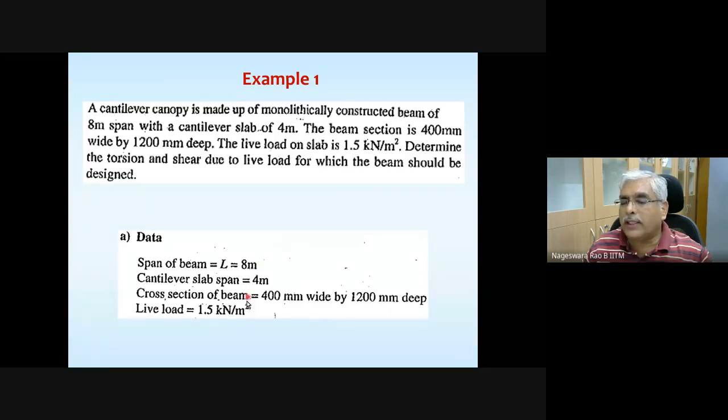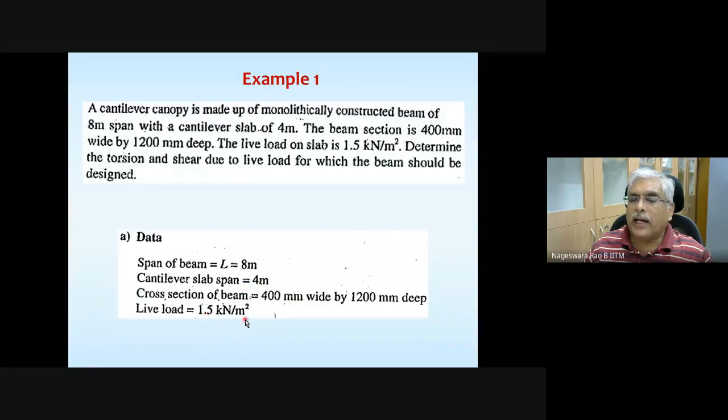Now, based on this, please note that the cantilever slab is projecting from the face of the rectangular beam. So whatever load you are applying on the cantilever slab is going to be acting eccentric with respect to the CG of the beam. So that's going to result in torsion. What kind of torsion is that? It's going to be equilibrium torsion, okay, or primary torsion.